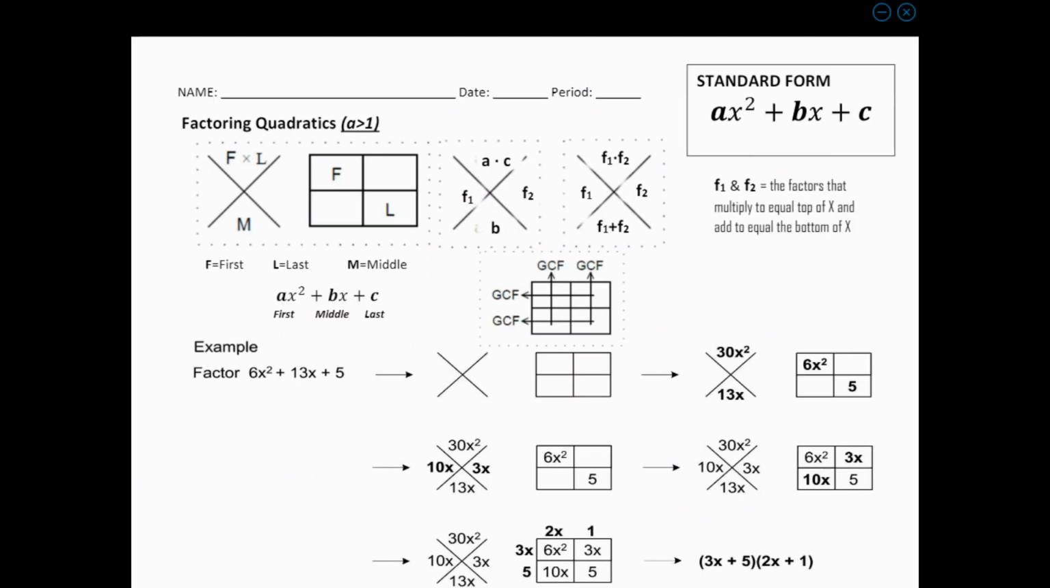Same process, but A is now greater than 1, meaning you do have to use the greatest common factor box. Okay, this is a must for this one because the A makes a huge difference. You have to account for that.